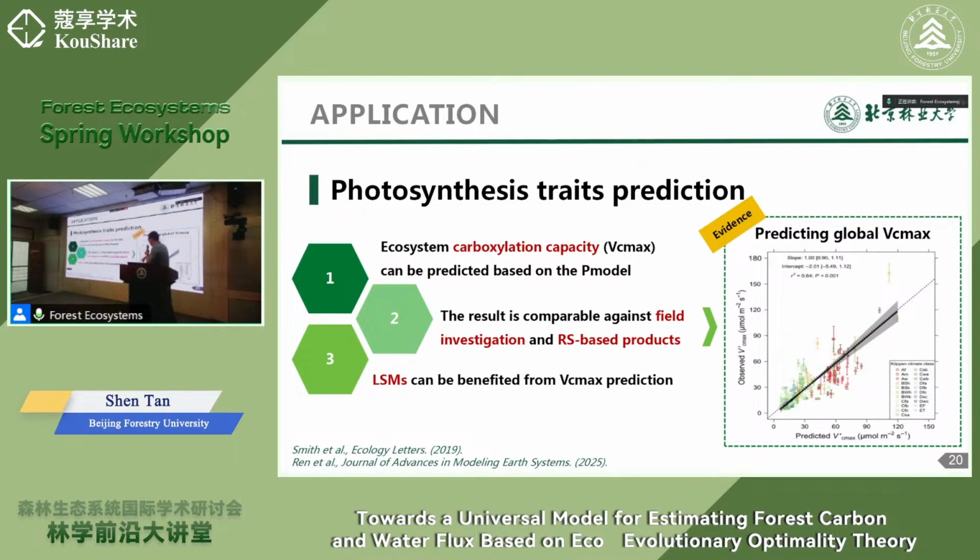And in a very recent study this year, our colleague demonstrated that the land surface models can benefit from the Vcmax prediction. Because we can predict the carbon oxidation capacity, we can then employ this trait in the land surface models to predict plant growth and the land surface processes. So we can see the land surface models can benefit from this prediction.